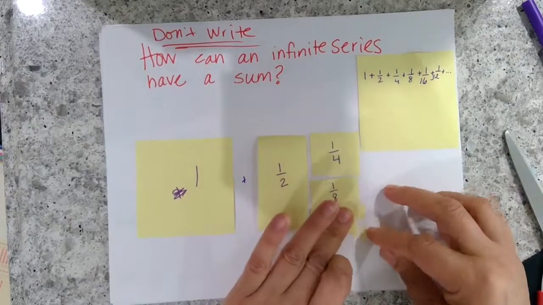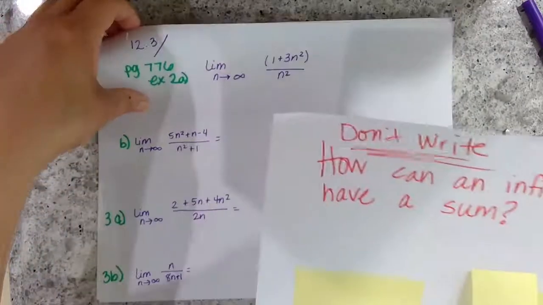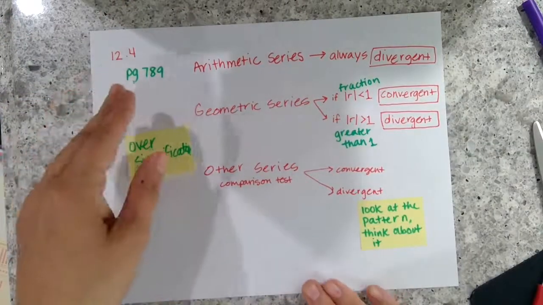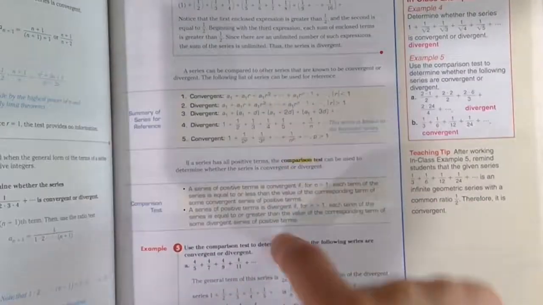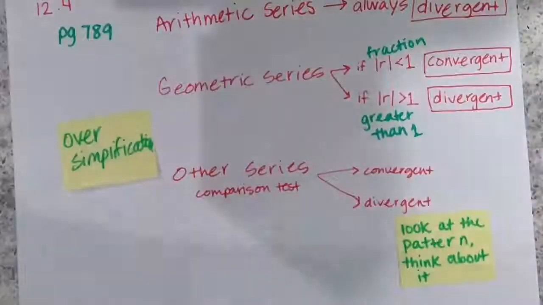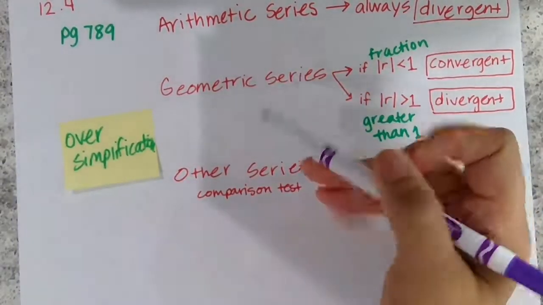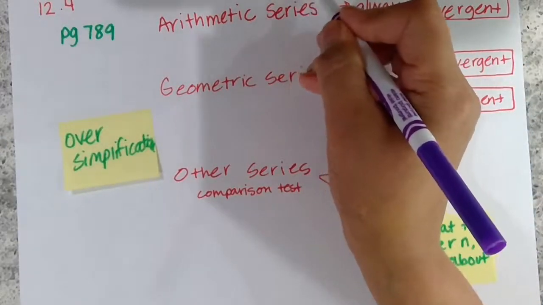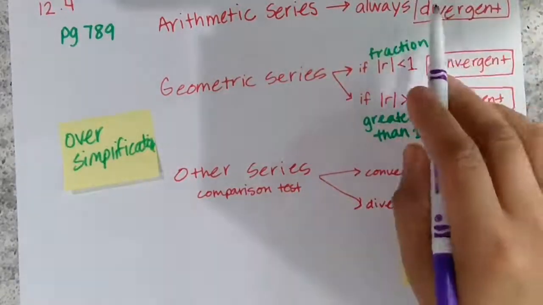So there's a rule, and this actually jumps over to section 12.4, and I'll come back to it. There's a rule that says, and I'm really oversimplifying it. If you look at your book, this rule is actually pretty complicated. I'm just going to make it really simple and say, look, if you have an arithmetic sequence, remember arithmetic is adding or subtracting, that's always going to be divergent. So if you take 2 and you add 3 to it, 5, 8, this is just going to get bigger and bigger. So that's divergent.